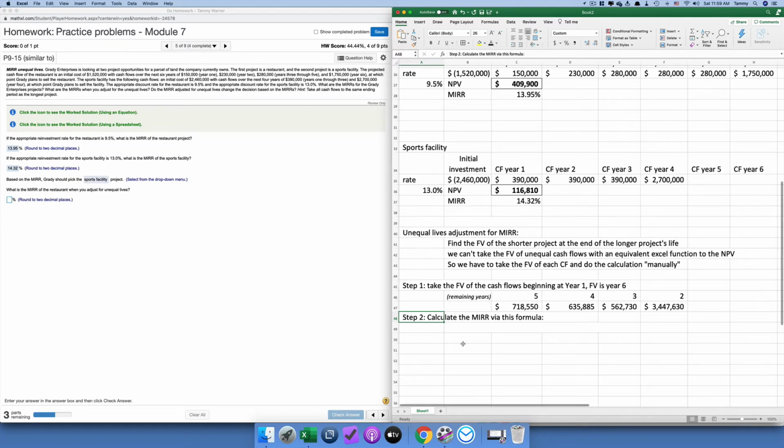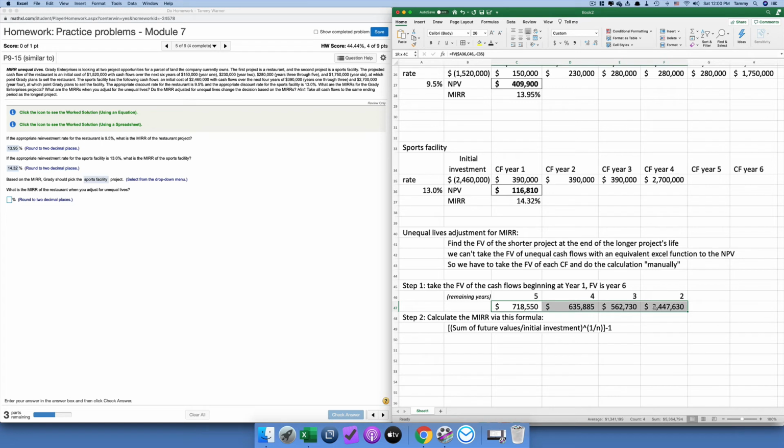So the next thing you do is calculate the modified internal rate of return, and this may be clearer if you're looking at it in the textbook where it's written out in mathematical notation. I'm kind of writing it out in English. So here we go. This is the formula. You add up all the future values, so it's the sum of the future values, which in this case is 53,64,794.